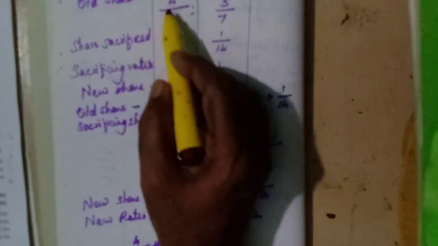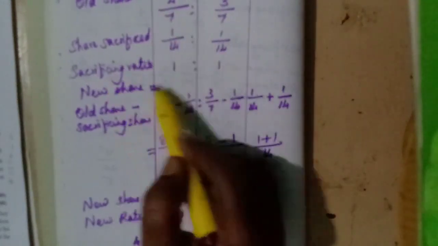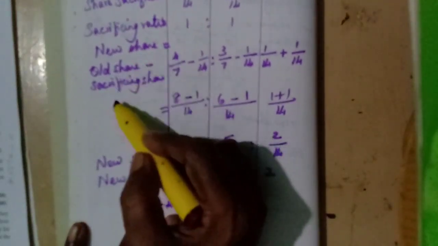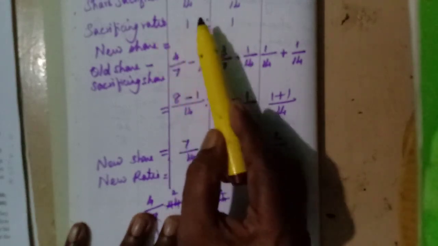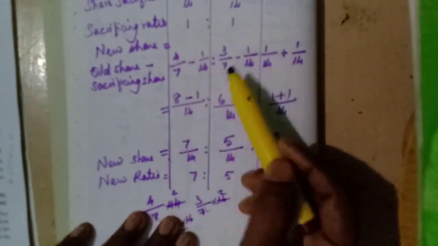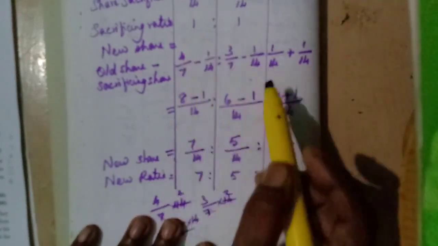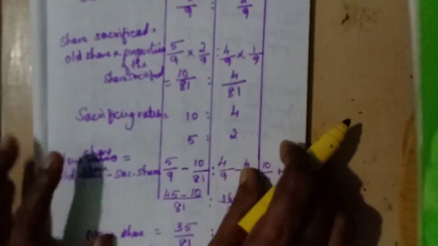Here, old share, old ratios, then sacrificing share, sacrificing ratio, same model. New share is equal to old share minus sacrificing share. Here sacrificing how much? Equal, 1 by 4 from them. So 1 by 14, okay, we need to deduct from them. We will get the new share. Okay, see, everything very easy only, should not be confused.